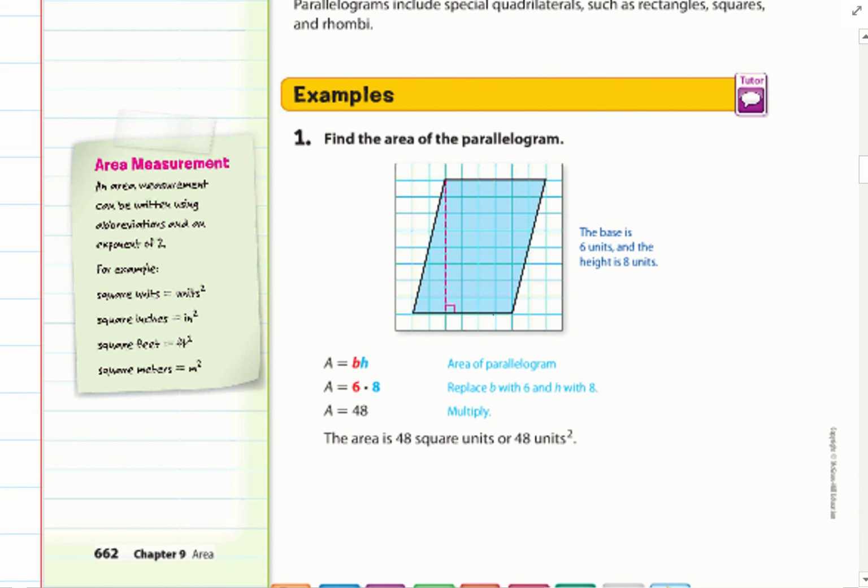Based off that, we know this is going to be our height, this is going to be our base. Now we can look at the squares to count how many squares is going to be our base. So we have 1, 2, 3, 4, 5, 6. So our base is going to be 6, and our height is 1, 2, 3, 4, 5, 6, 7, 8. Our height equals 8, and our base equals 6.